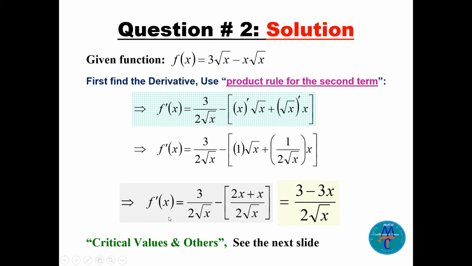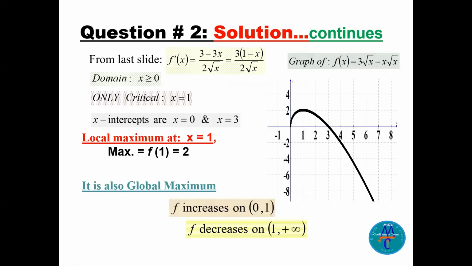Let's find the critical values. When f' is equal to 0, that means 3 - 3x is equal to 0. The only critical value is x equals 1. Also, we have to mention that this is the graph of 3 square root of x minus x square root of x, so the domain will be only x greater than or equal to 0, from 0 closed to infinity. There is no value in the domain which is negative. So we have a local maximum at 1.